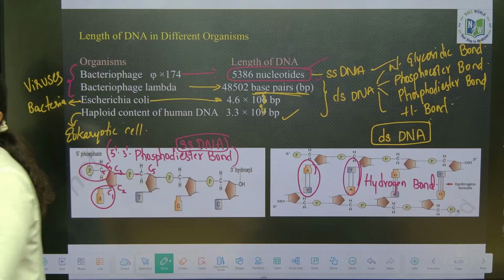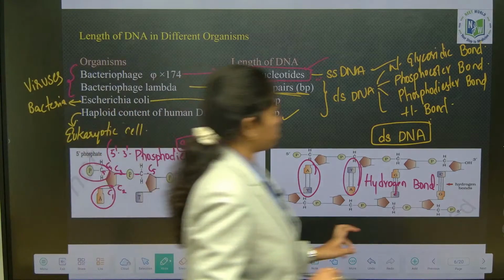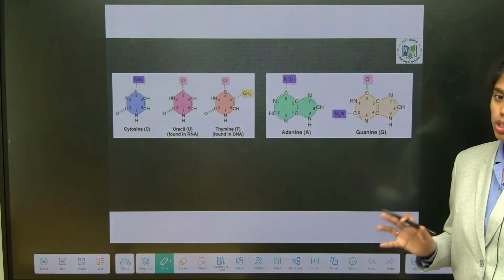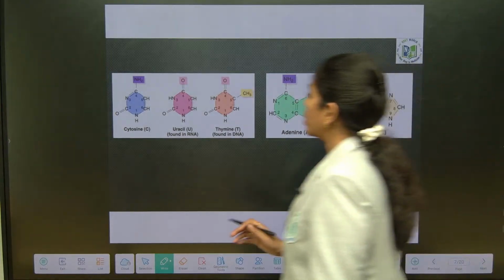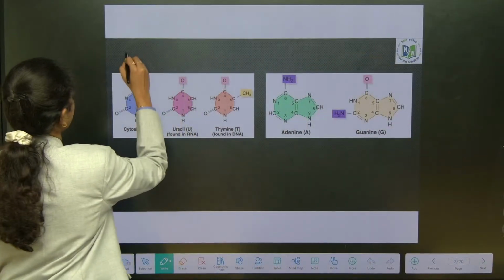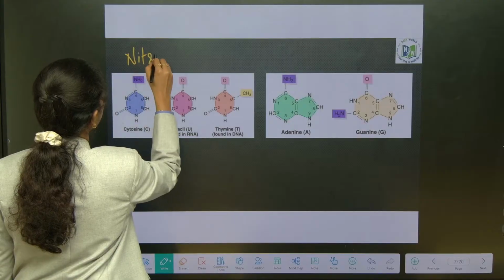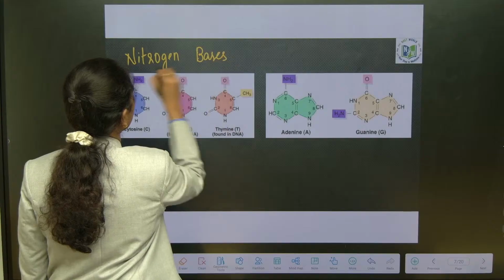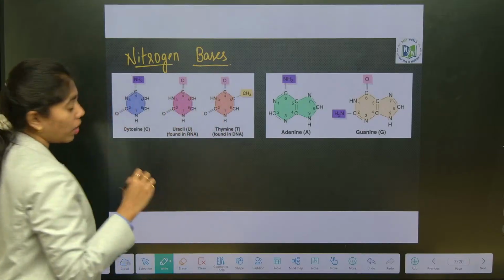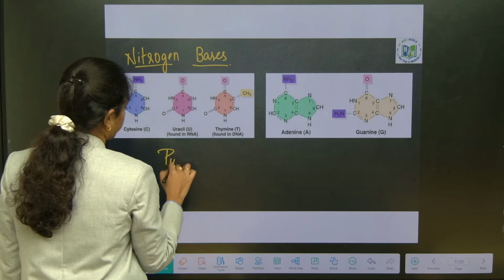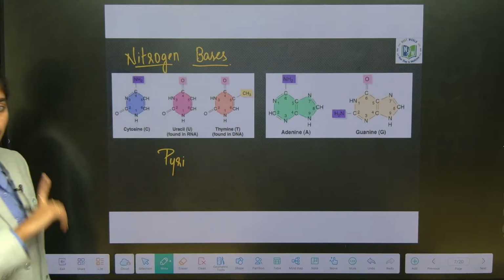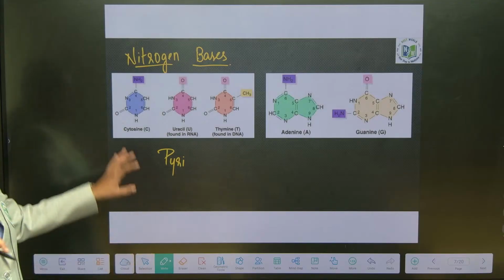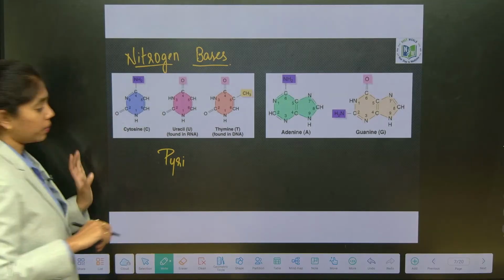Okay. Now we will learn about nitrogen bases. As I have told you, we have purines and pyrimidines, right? Total we have 3 pyrimidines. I am talking only about nitrogen bases, not about those nitrogen bases which are in DNA. I am speaking about nitrogen bases on the whole.